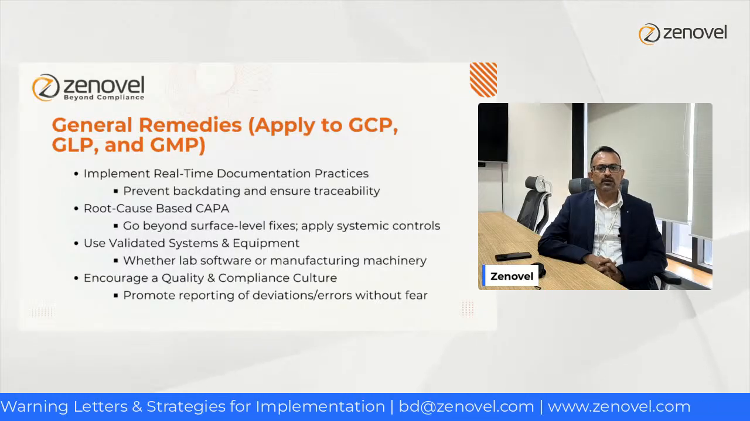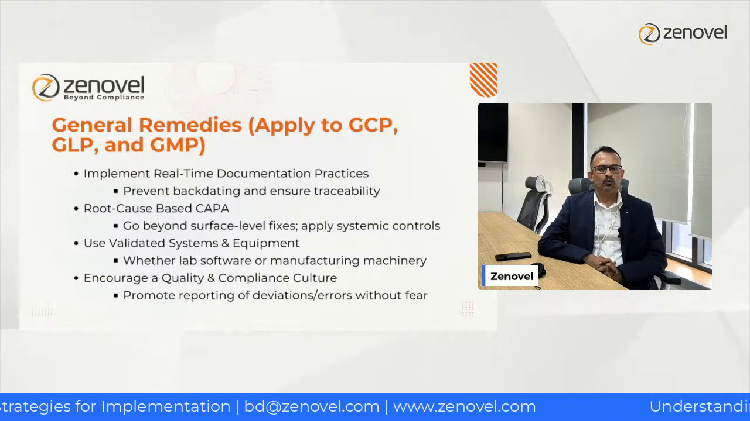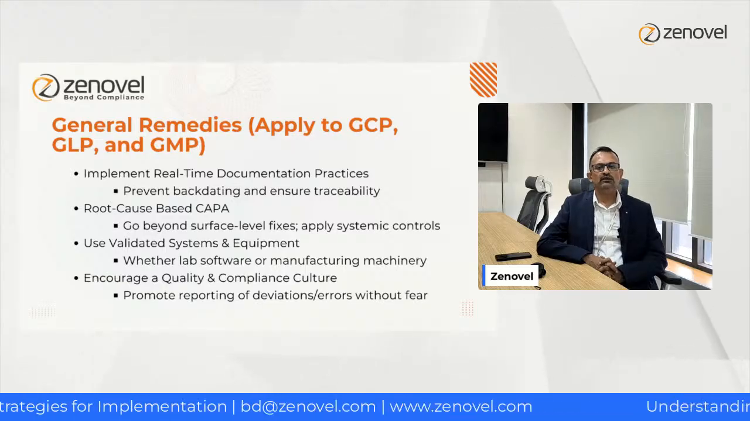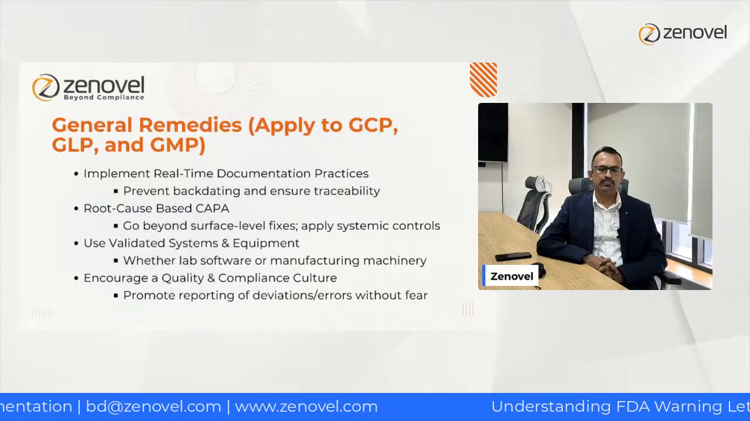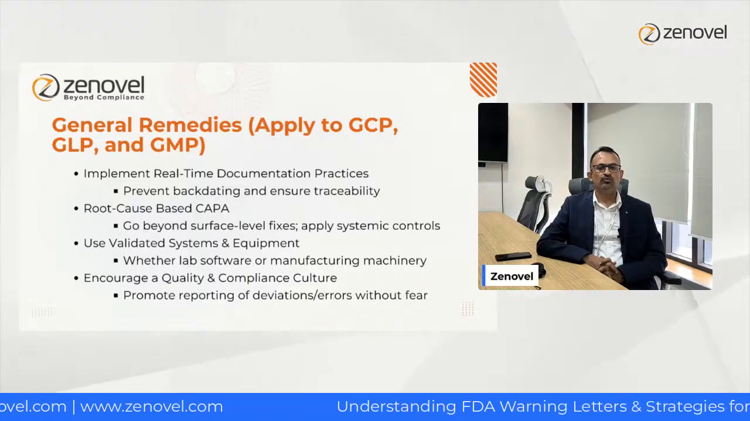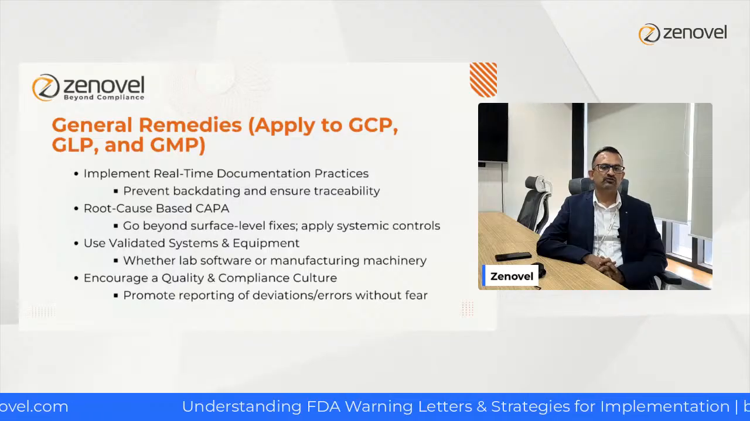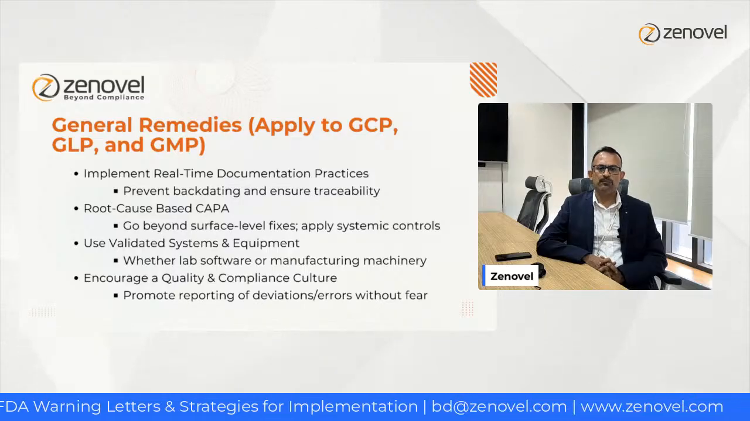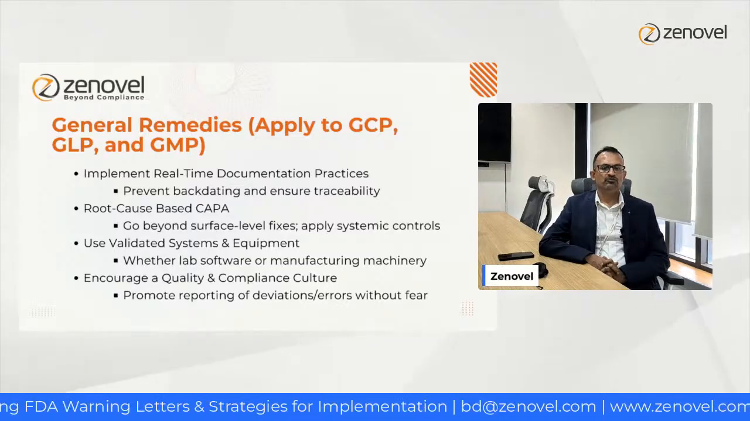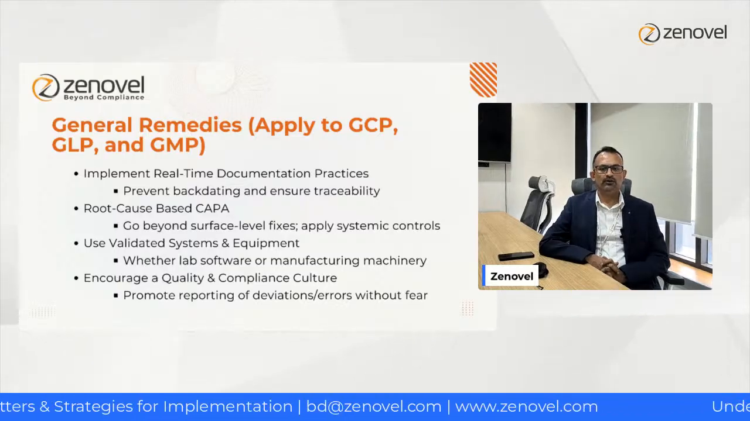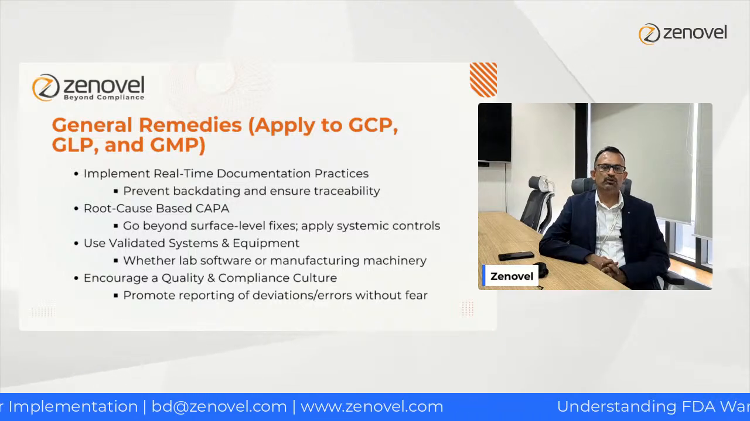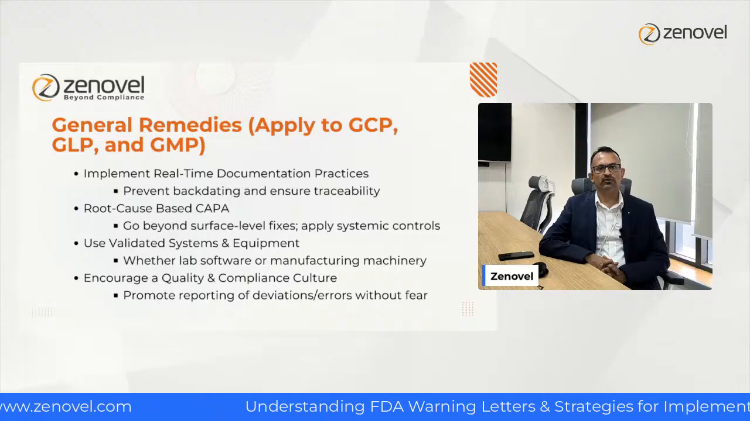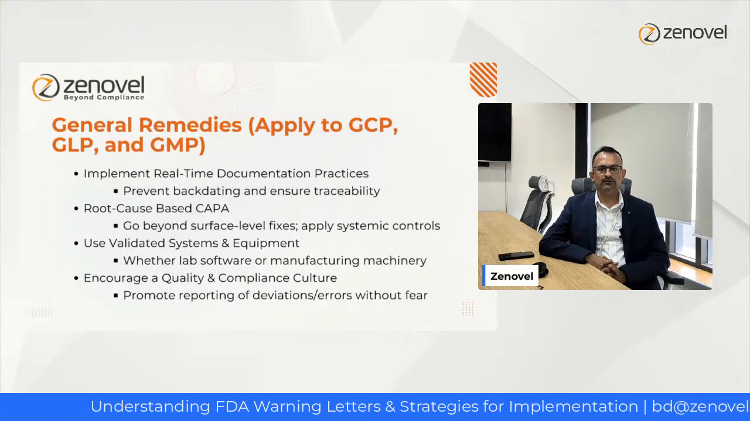We also have to implement real-time documentation practices as per the ALCOA principles. When weighing any material, we have to stick the weighing slips with the raw data. Then CAPA should be based on the root cause. So first we have to identify the root cause and then implement the CAPA. We have to always use validated systems and equipment. So if we are using any computer, we have to perform computer system validation on all the computers that we have in our facility.